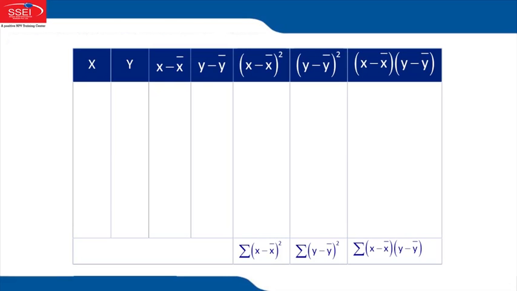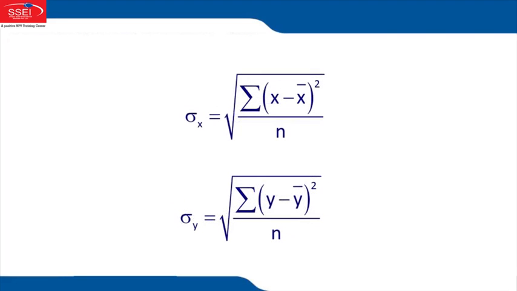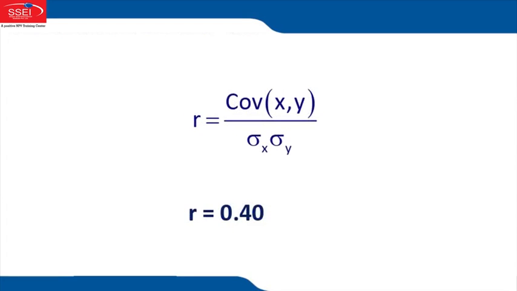So if you have these columns, then correlation coefficient is what? It is cov xy divided by sigma x sigma y. You calculate covariance xy as the last column total, that is summation of x minus x bar into y minus y bar divided by n. You calculate sigma x, that is root over summation x minus x bar whole square by n. You calculate sigma y, that is root over summation y minus y bar the whole square divided by n. And then correlation equals covariance divided by sigma x sigma y.